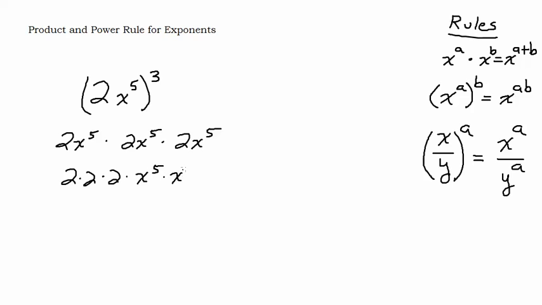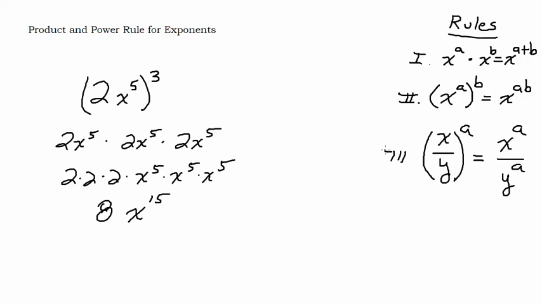If I do 2 times 2 times 2, that's 8. And x to the 5th times x to the 5th times x to the 5th would be x to the 15th. Remember, because we add these exponents here, 5 plus 5 plus 5, using this first rule. I'll call this rule number 1, using rule number 1. Rule number 2, rule number 3.